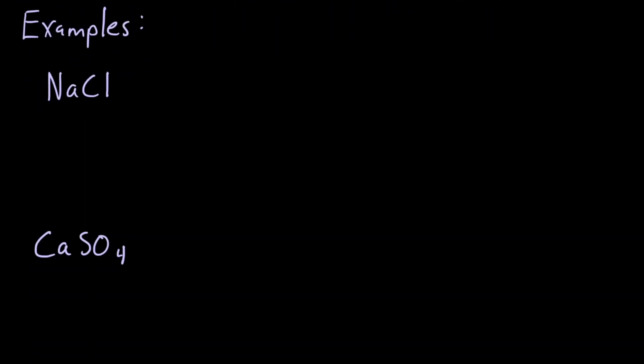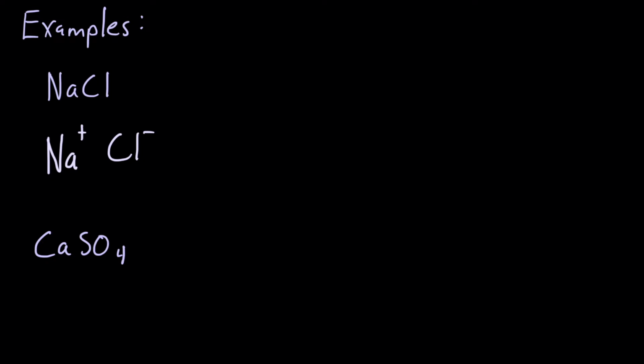If we look at example number 1, we have NaCl. Now we must break down NaCl into its ions. The first one we have is Na. This is going to be our cation, and Na+ has a 1+ charge. The second ion that makes up NaCl is Cl-. So let me just write that down really quick. We have Cl-.